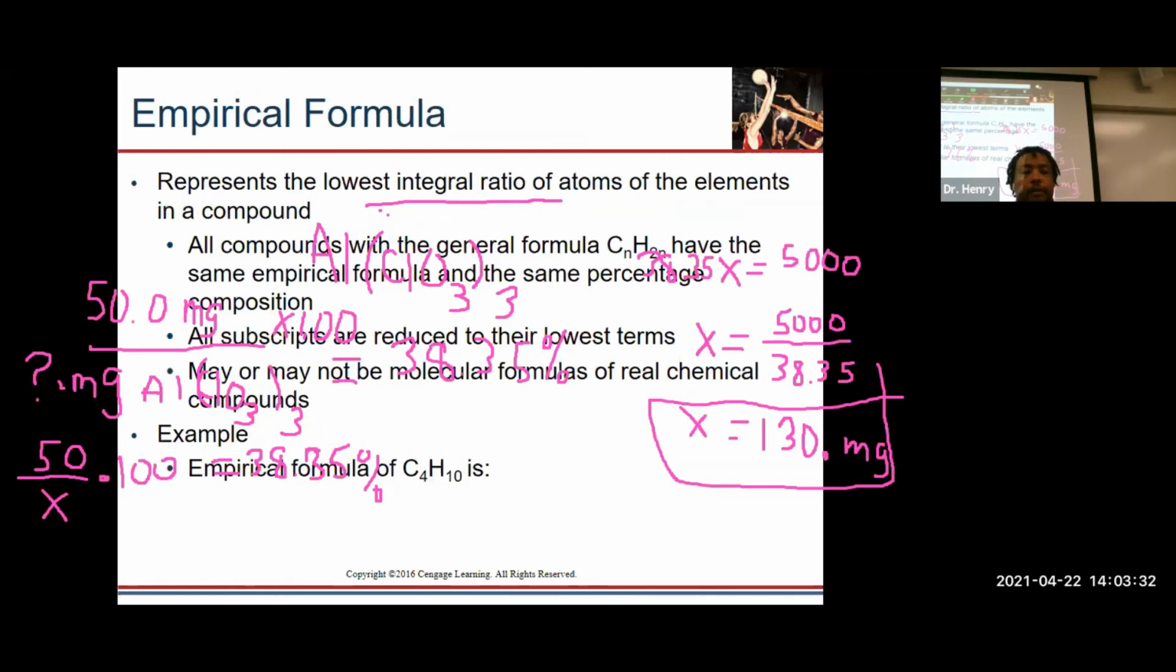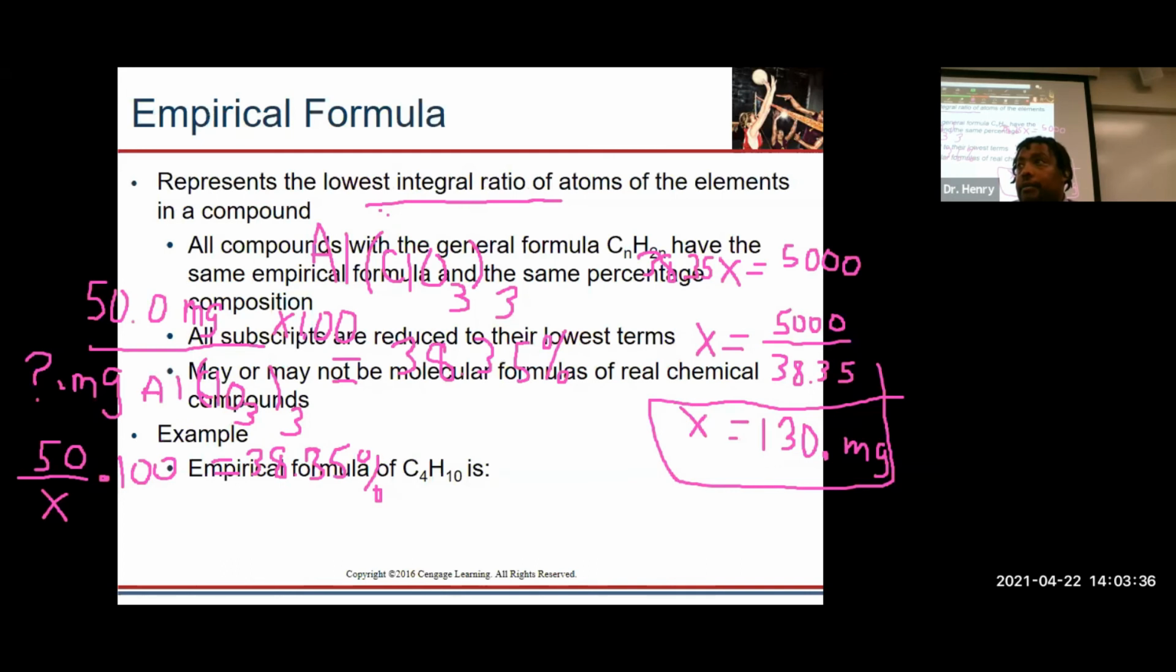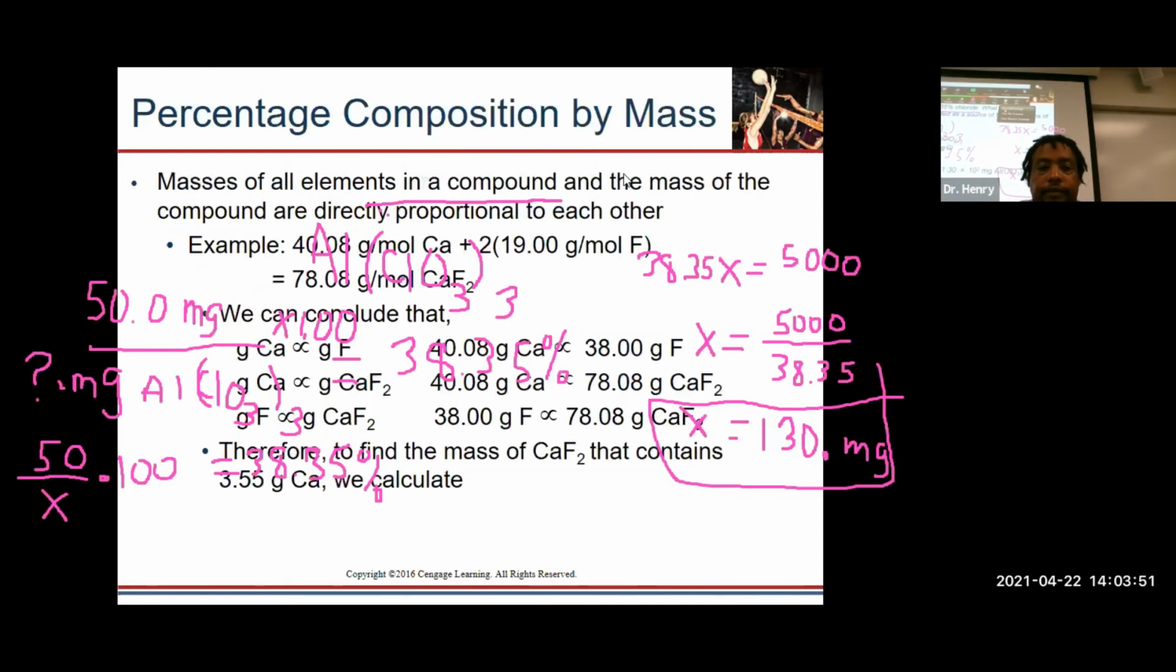Okay, the next part that we're going to be talking about is called empirical formulas, right? Let me kind of explain to you what empirical formulas are. I should say, did everybody get that down before I erase? I'll even go back. Everybody got that down? Okay, good.